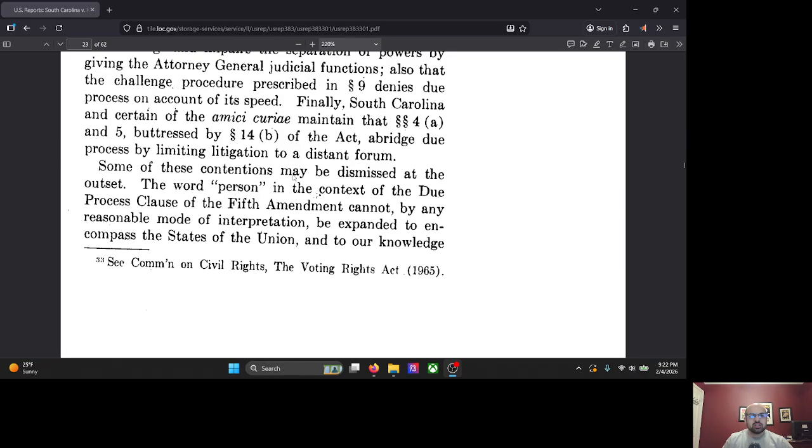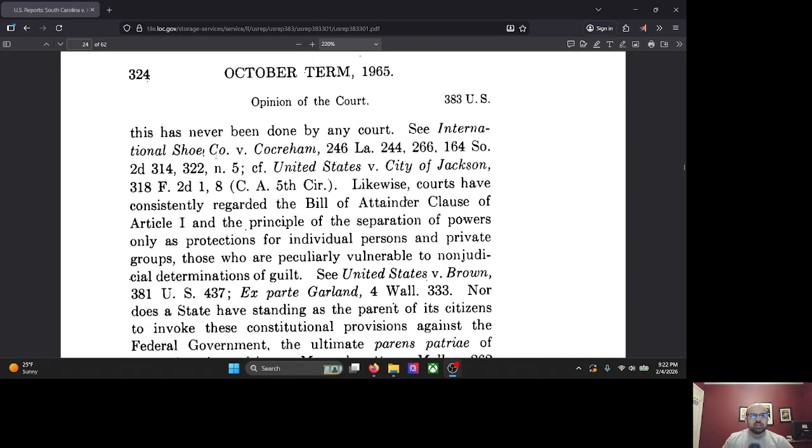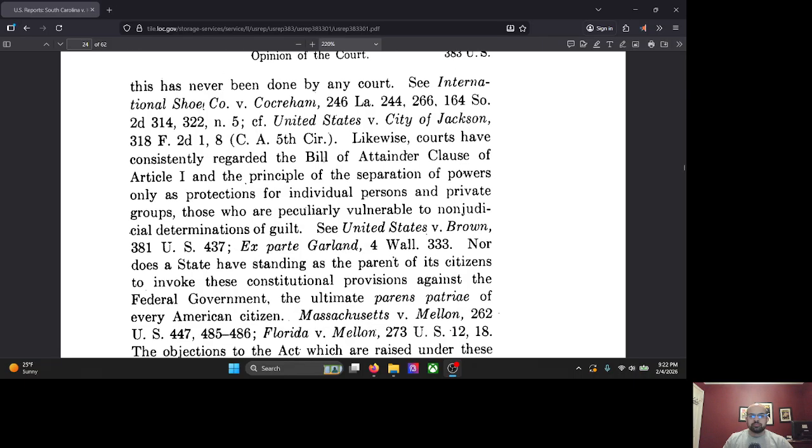Some of these contentions may be dismissed at the outset. The word person in the context of the Due Process Clause of the Fifth Amendment cannot, by any reasonable mode of interpretation, be expanded to encompass the states of the Union, and to our knowledge, this has never been done by any court.